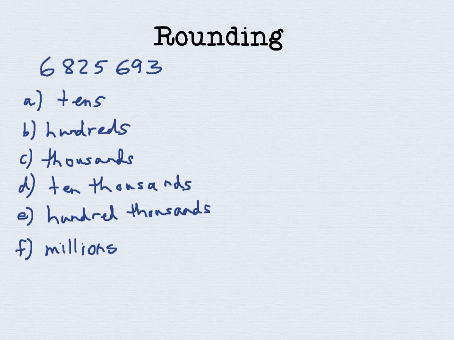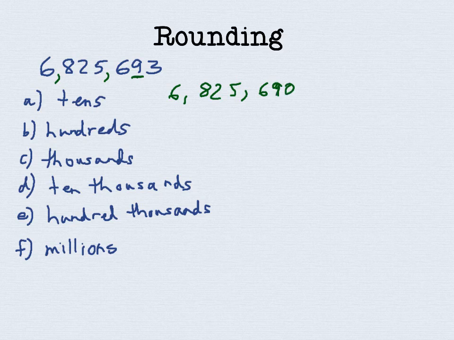We're going to learn how to round using the example 6,825,693. To round to the nearest tens, the digit in question is a 9. The next digit over is a 3, which is not bigger than 5, so the number will not round up. It will stay the same: 6,825,690. Use a 0 to hold the place. That's rounding to the nearest tens.